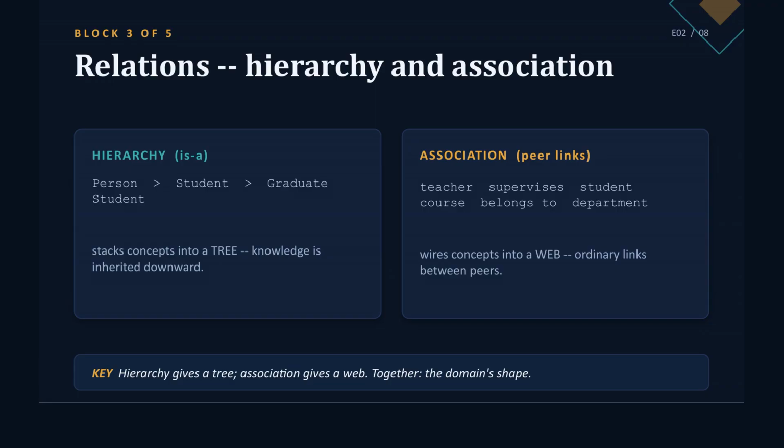A graduate student is a kind of student, which is in turn a kind of person. This is what lets a machine inherit knowledge downward, automatically. The second is association, ordinary links between peers. A teacher supervises a student, a course belongs to a department. Hierarchy stacks the concepts into a tree. Association wires them into a web. Together, those two give the domain its actual shape.